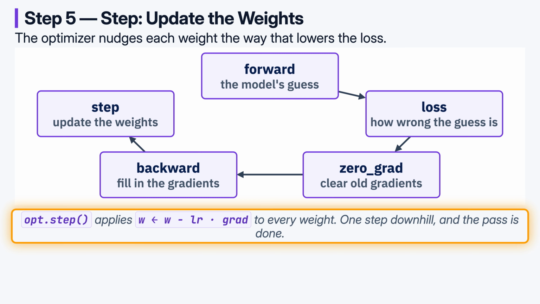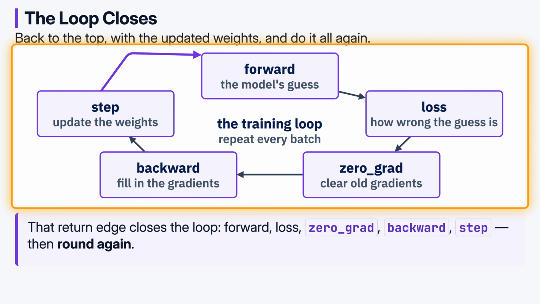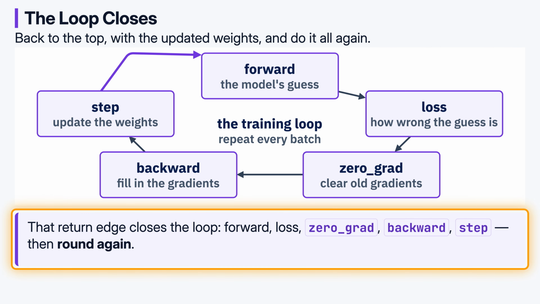All 5 steps are on screen now, but the ring is still open. Now the return edge closes the ring. It runs from step back to forward. Back to the top with the updated weights and do it all again. The loop repeats once for every batch. That is one trip round the ring. Forward, loss, zero grad, backward, step. Then round again.